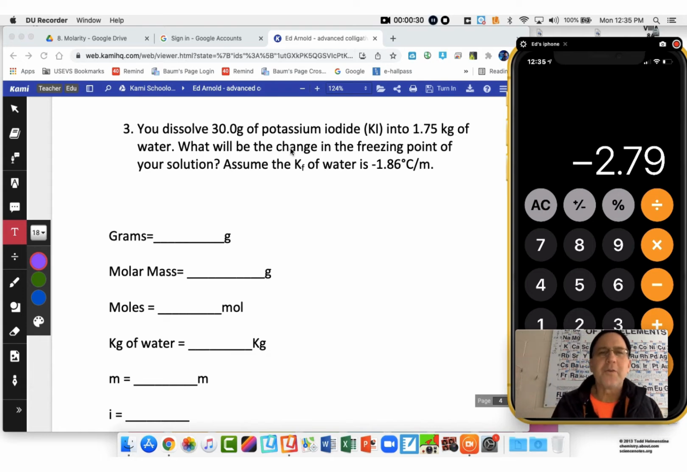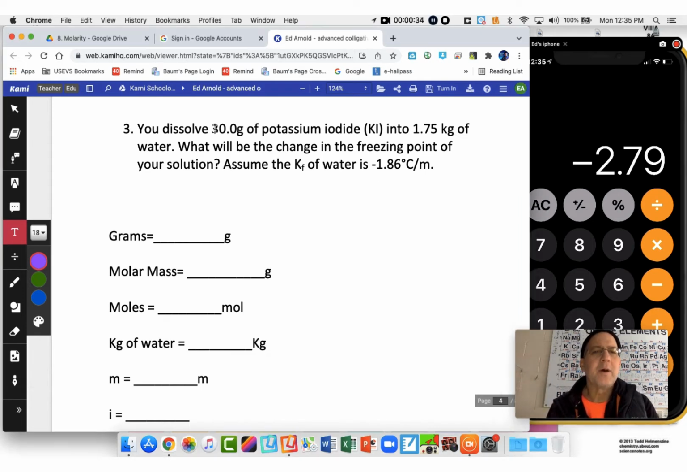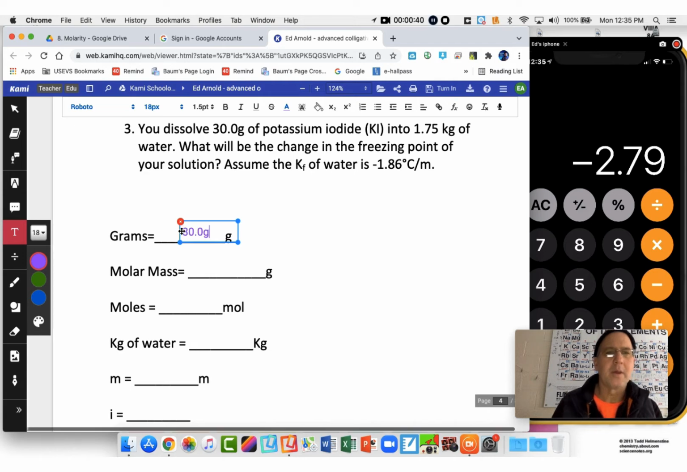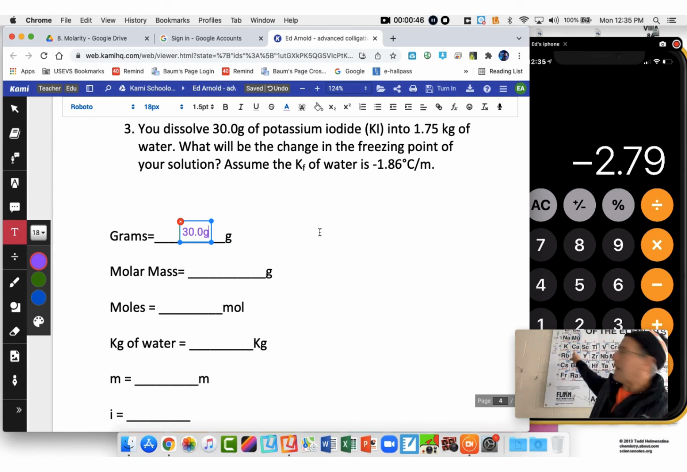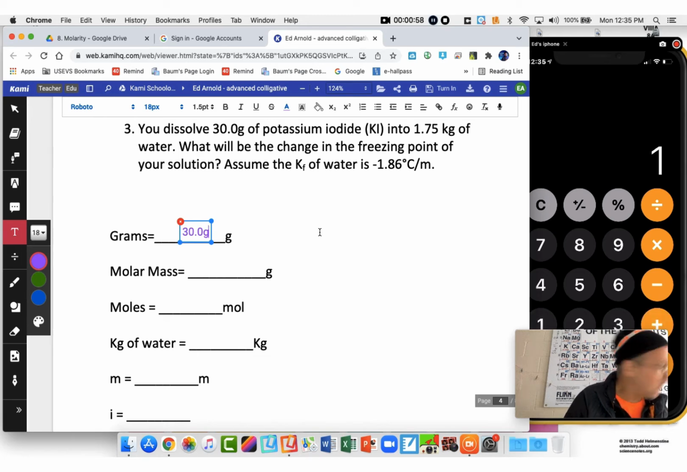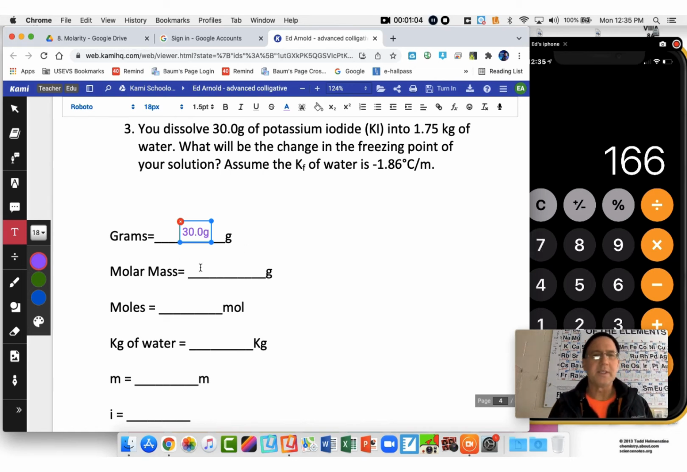All right, so let's put our things where they belong. Grams. Well, our grams of potassium iodide go right here. Now the molar mass of potassium iodide, we're going to have to look up in the table here. Potassium is 39. Iodine is 127. So we have 39 plus 127 equals 166. The molar mass is the mass that we get from the periodic table. That's the mass of the compound, 166 grams.